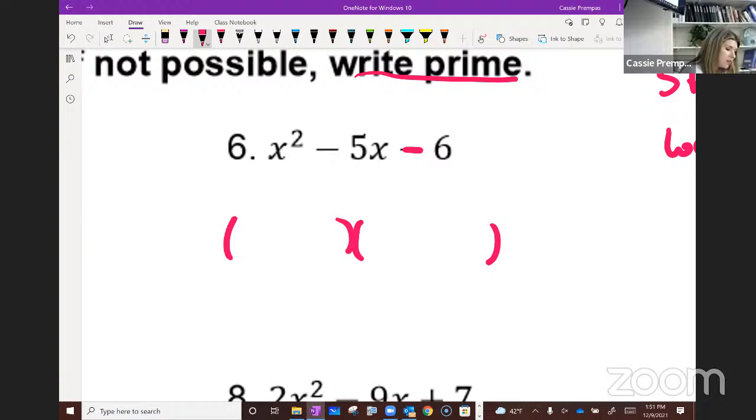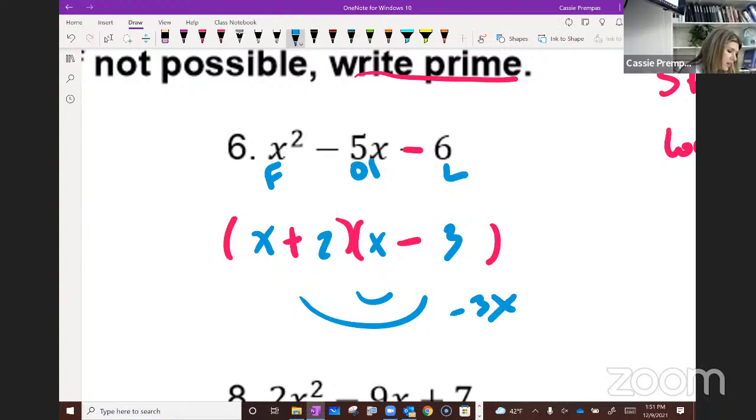Okay, the last term's negative, so we know we're going to have different signs. Then I undo the F in FOIL. So what times what would give me x squared? Good, x and x. Then you undo the L. What times what gives you 6? 2 and 3. If I tried 2 and 3, how do I know if it works? OI it. If I OI this, do I get negative 5x?